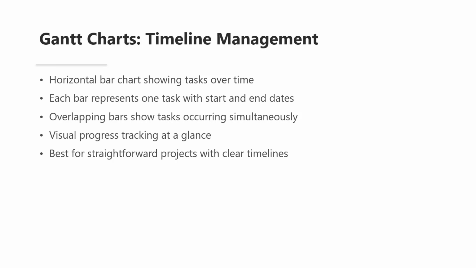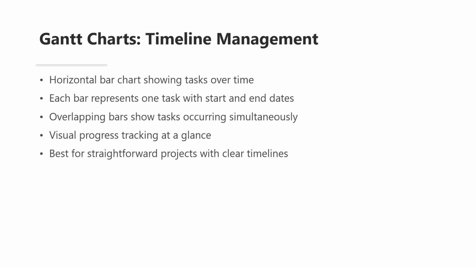A Gantt chart is a horizontal bar chart that displays project tasks along a timeline. Each horizontal bar represents one task or activity, and the length of the bar shows the duration of that task from its start date to its end date. When bars overlap vertically, it means those tasks are happening at the same time. This visual layout makes it easy to see at a glance what should be happening at any point during the project.